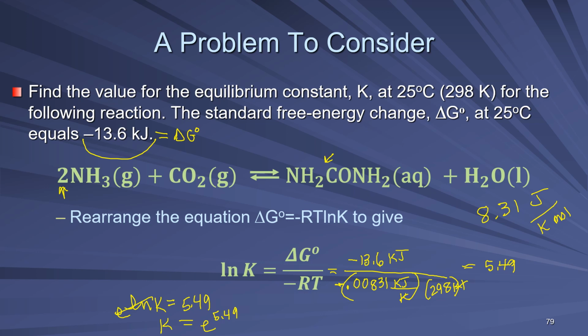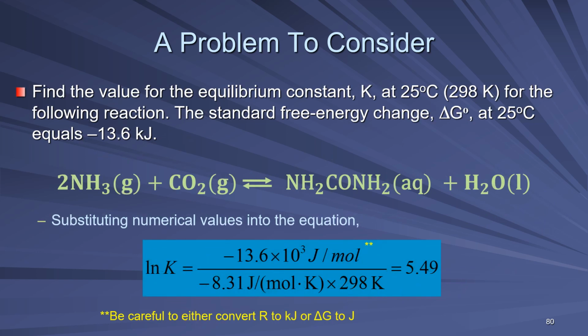It's probably on the next slide. Yeah, now notice here, in this case, I converted delta G from kilojoules into joules. So either way, it doesn't matter, because joules per mole, the moles will cancel, the joules will cancel. So either convert 8.31 to kilojoules or convert your delta G to joules.